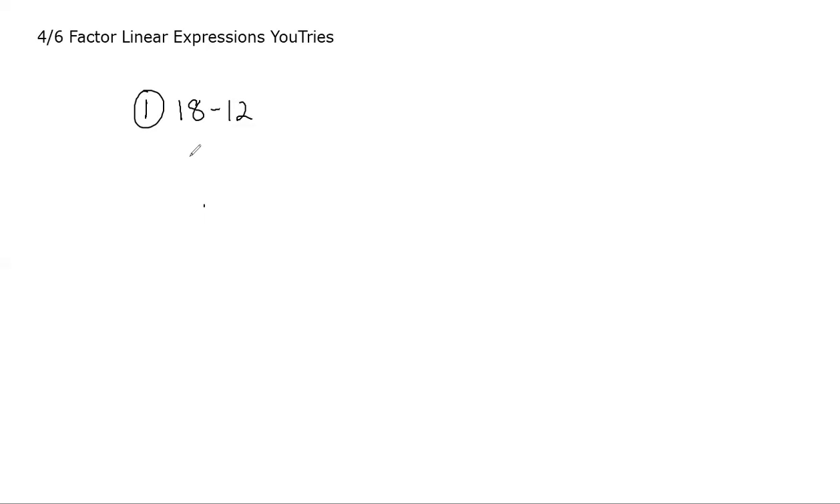Okay. So if you were to find the GCF of 18 and 12, writing out the factors for these is quite easy because they're rather small numbers. So 12 is 1, 12, 2, 6, 3, 4, and I'm pretty sure that's it. 18 is 1, 18, 2, 9, 3, and 6. Is that it? Yep. Okay.